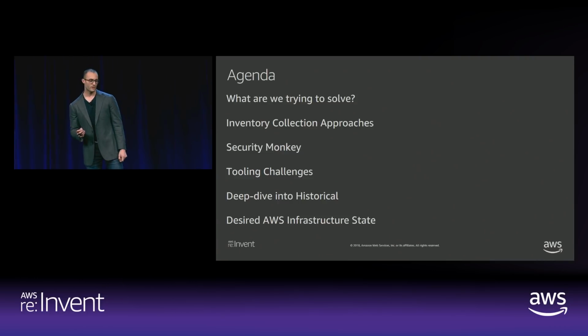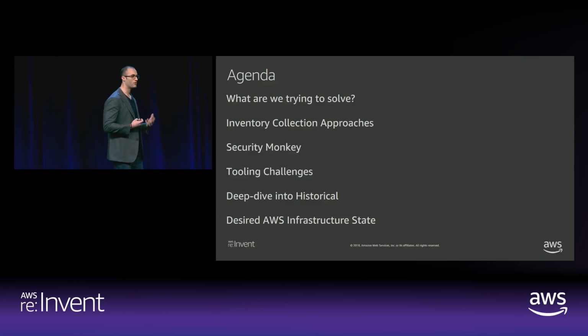So for today's agenda, we're going to discuss why we're here, what exactly we're trying to solve. We're going to discuss some inventory collection approaches that you can take in your environment. We're going to talk about an open source tool that we currently own called SecurityMonkey, very popular tool. We're also going to talk about some challenges that we have faced with SecurityMonkey and some challenges that you might face if you were to build an inventory collection system yourself. We're also developing a new system called Historical that we're going to give a deep dive in. And lastly, we're going to discuss the desired AWS infrastructure state that we want to obtain at Netflix.